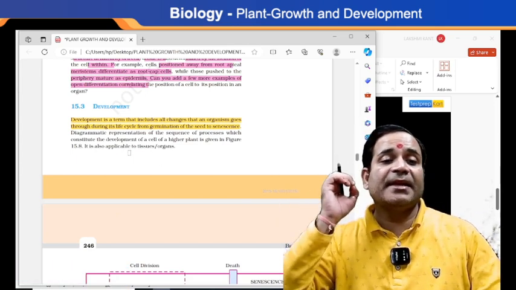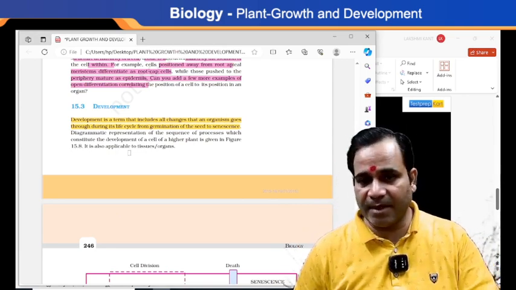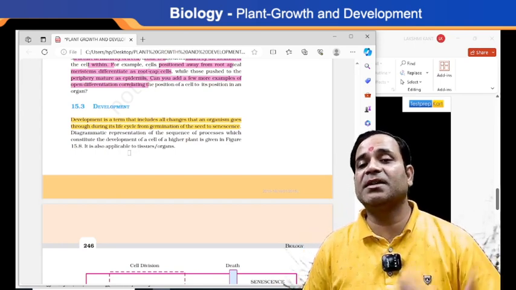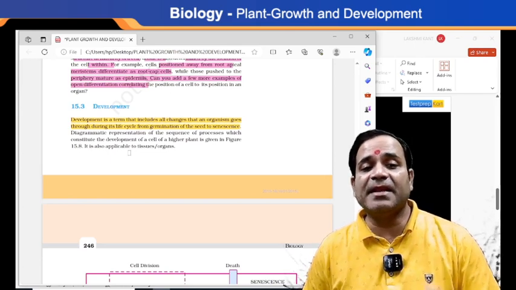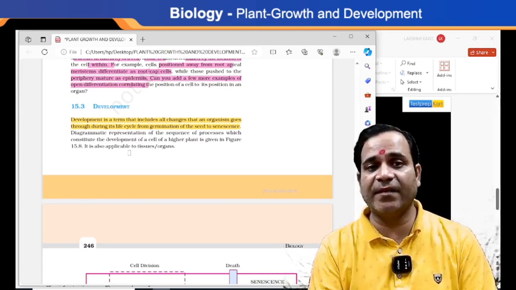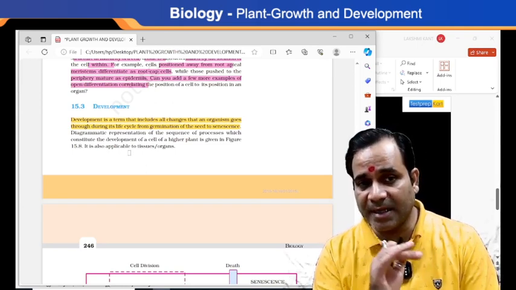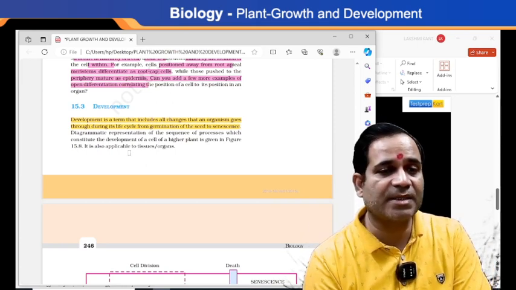So see, here the term development is very important, my dear. Very important. How do we understand the term development? Here the term development means the changes that an organism goes through during the life cycle, from germination of the seed to senescence.